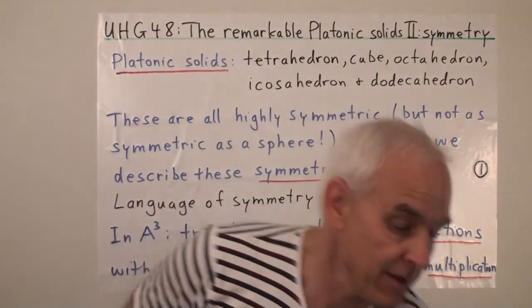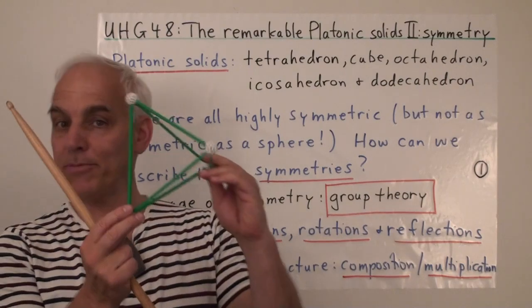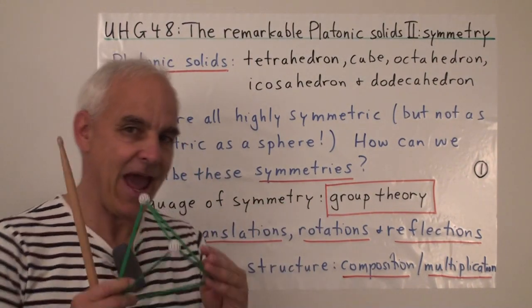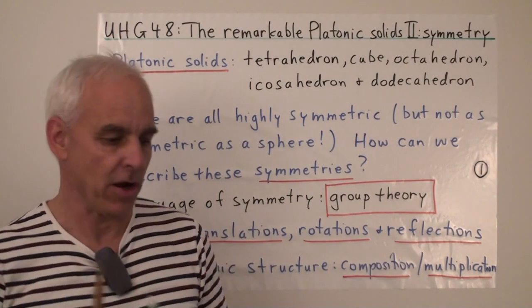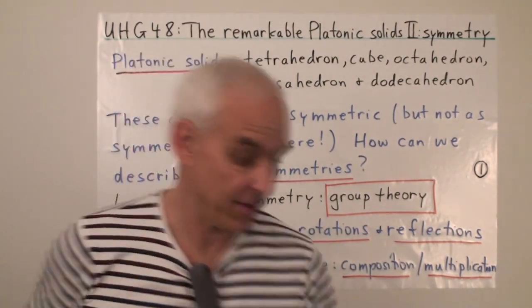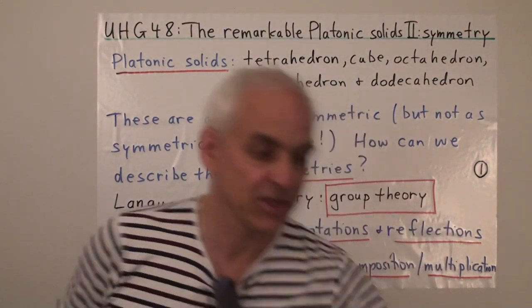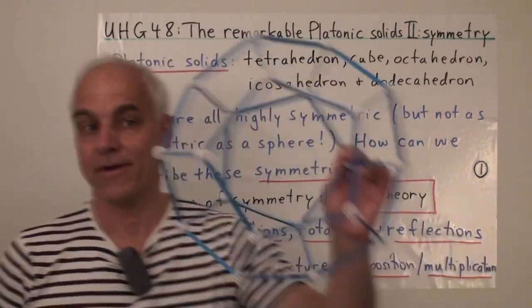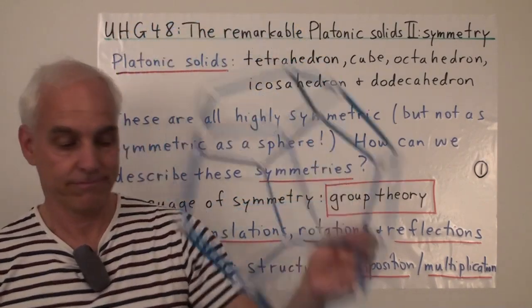The Platonic solids are very highly symmetrical objects with interesting symmetries, and today we're going to try to get at what those symmetries actually are. How do we describe how this thing actually has symmetries? How do we describe the symmetries of a cube or that of a dodecahedron?